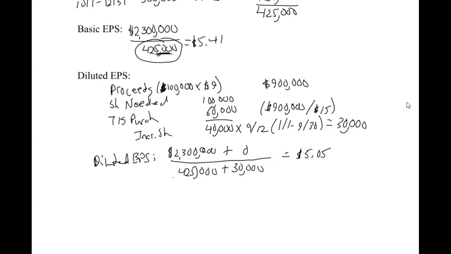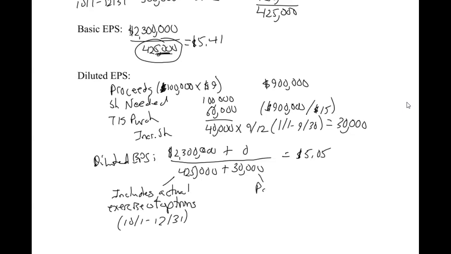Just to be clear here, this number over here includes the actual exercise of the options, from 10-1 to 12-31. This number is the potential dilution that would have existed at the beginning of the year, so this accounts for January 1st through September 30th. We have the whole year accounted for with these options now.